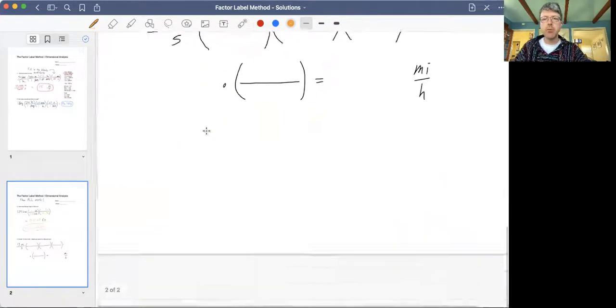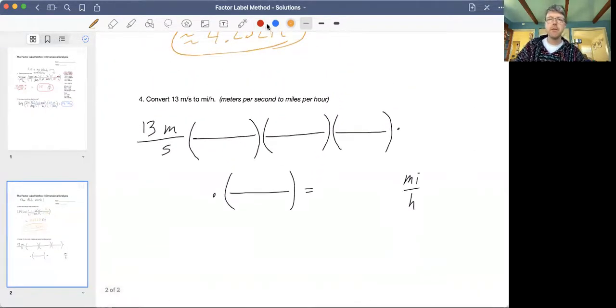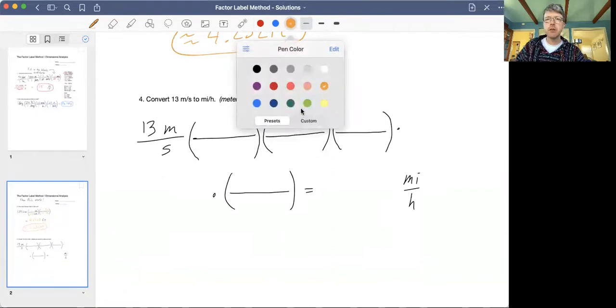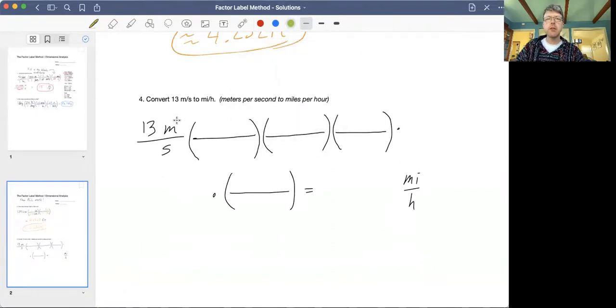Okay, one more problem and we're done. Let's go back to red. Oh, I should change colors here. Let's see. Let's do green, I guess. Okay, convert 13 meters per second to miles per hour. Now this one's going to be more complicated. This is our big finish.